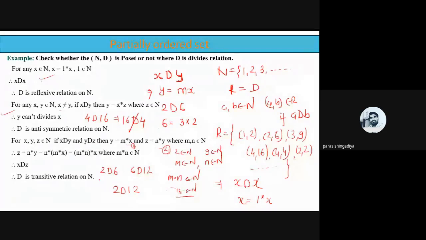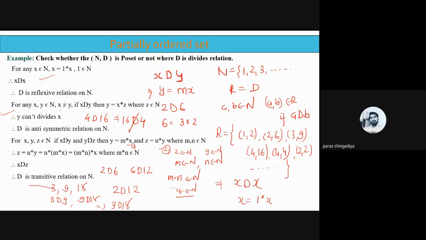This is x divides z as well. Let us consider another choice for x, y, z: 3, 9, and 18. You can consider 3 divides 9, 9 divides 18. So you can easily say that 3 also divides 18. Clear? Means x also divides z.